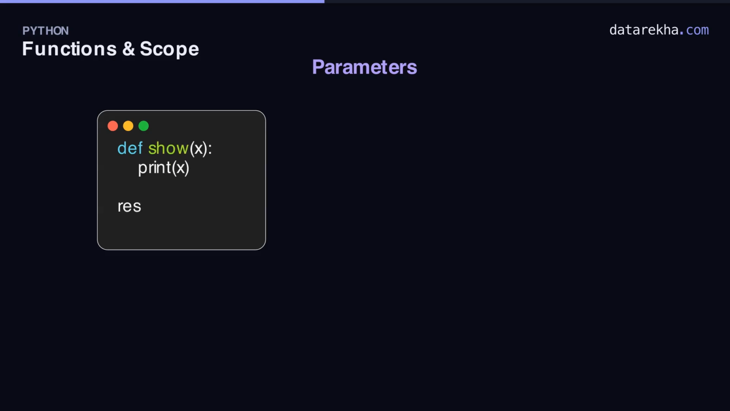And the twist. What if a function has no return? show just prints its input. Calling show of 10 does print 10. But result? What show handed back is None. A function with no return statement always returns None. Printing is not returning.